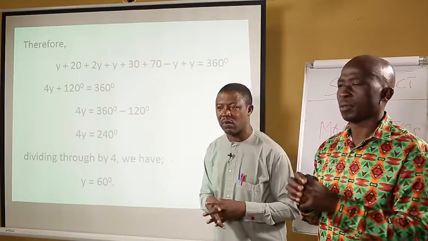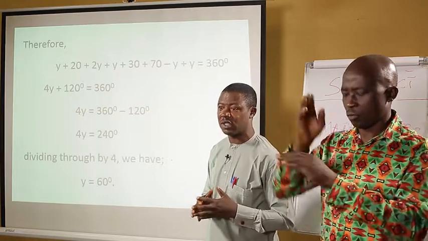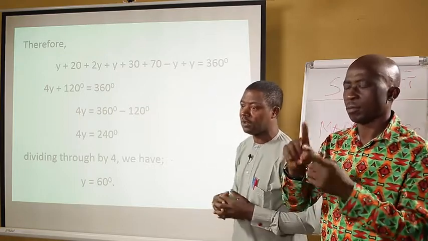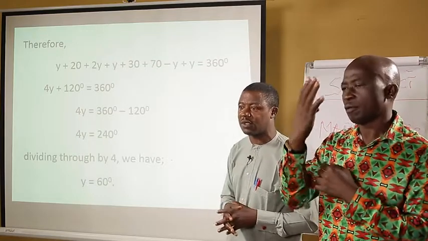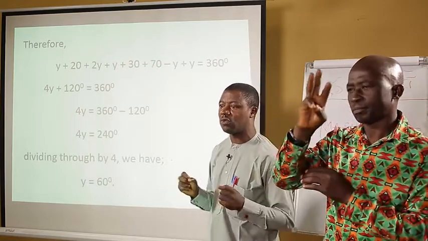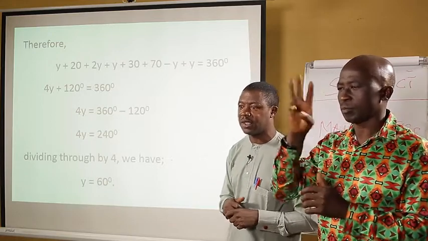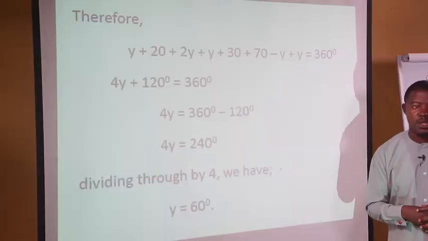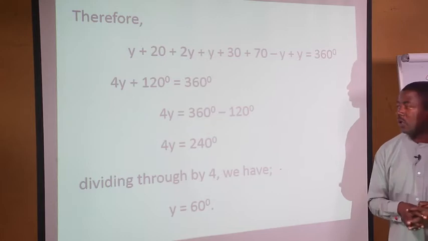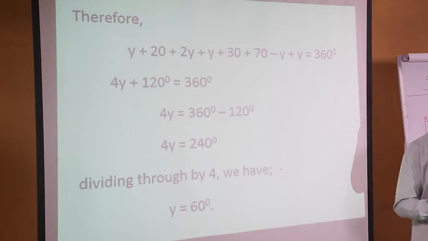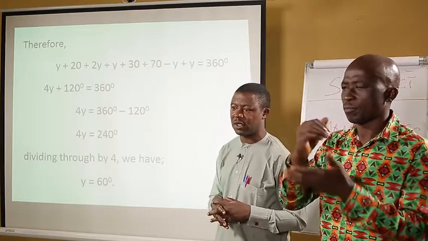You should take note that when a number crosses the equality sign, it changes from positive to negative, and from negative to positive. That is why we have 4y equals 360 degrees minus 120 degrees. We are left with 4y equals 240 degrees when you subtract 120 from 360.